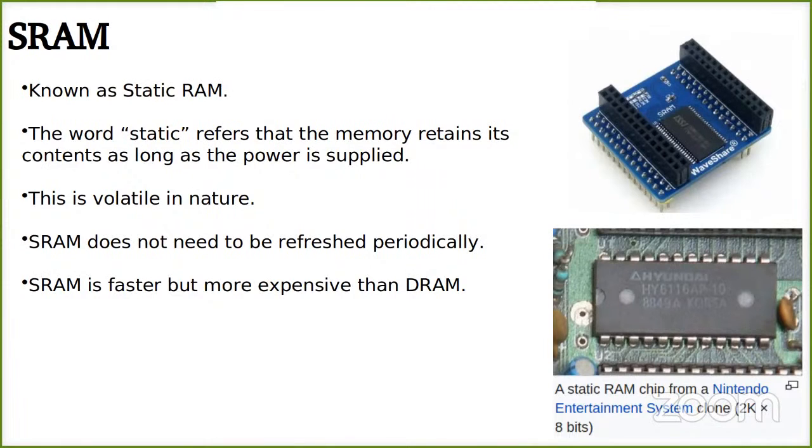I put a few photographs of how a static RAM looks. You can see on the right hand side, it's a static RAM used from the Nintendo Entertainment System. It's an old thing. You can say it's a through hole component, so it's a very old device. It is 2K into 8 bits, so it is a 2 kilobyte SRAM from the old systems. I got it from Wikipedia.